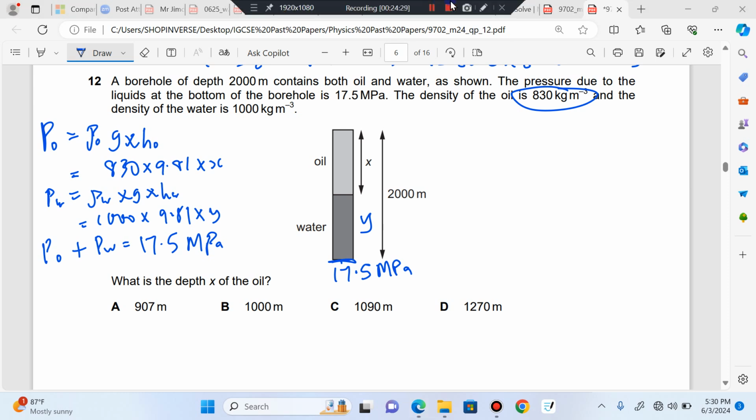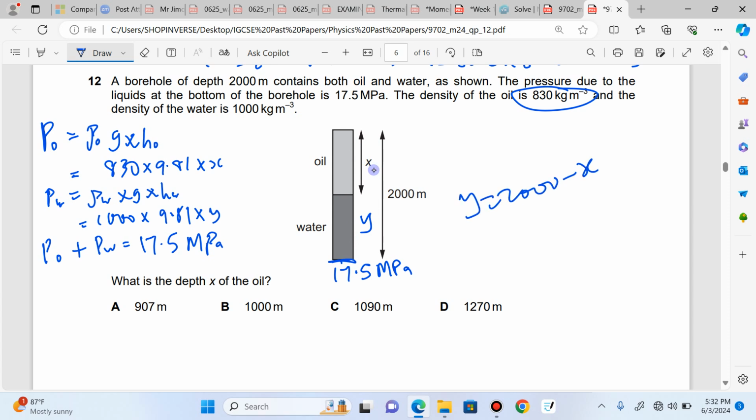Now let's solve this question. Take note that the total height for both of them is 2,000. Okay, one more thing. If you look at this diagram, you can see that Y equals 2,000 minus X, right? Y equals 2,000 minus X. So in order to make our work easier, instead of putting Y here, I will put 2,000 minus X here. So this will make my work easier.